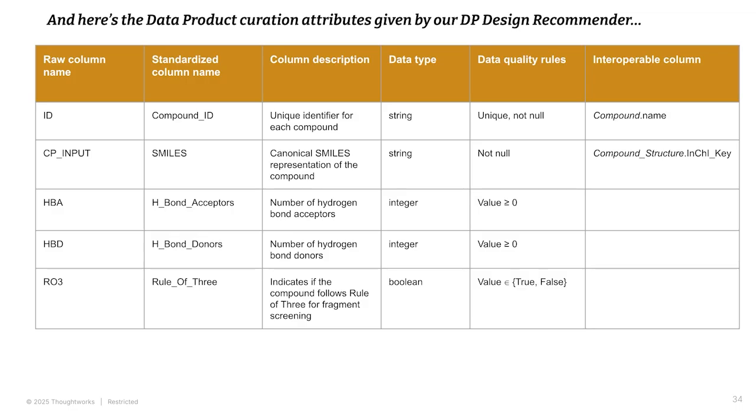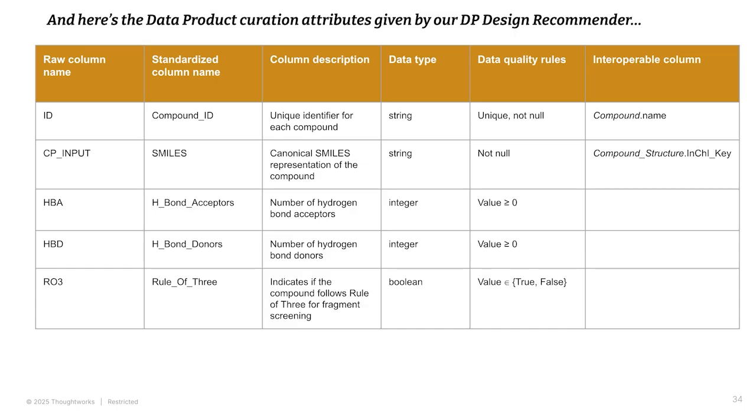All the raw column names get a standardized column name. The CP input is represented as the SMILES value. SMILES is an industry standard for representing chemical equations. The HBA and HBD are known as the H-bond acceptors and H-bond donors. And you get the column description to tell someone who looks at this data, this is what it represents. And finally, the RO3 is known as the rule of 3, which is one way of screening for fragments in drug discovery. Then you get the data type recommendations and the data quality rules recommendation.